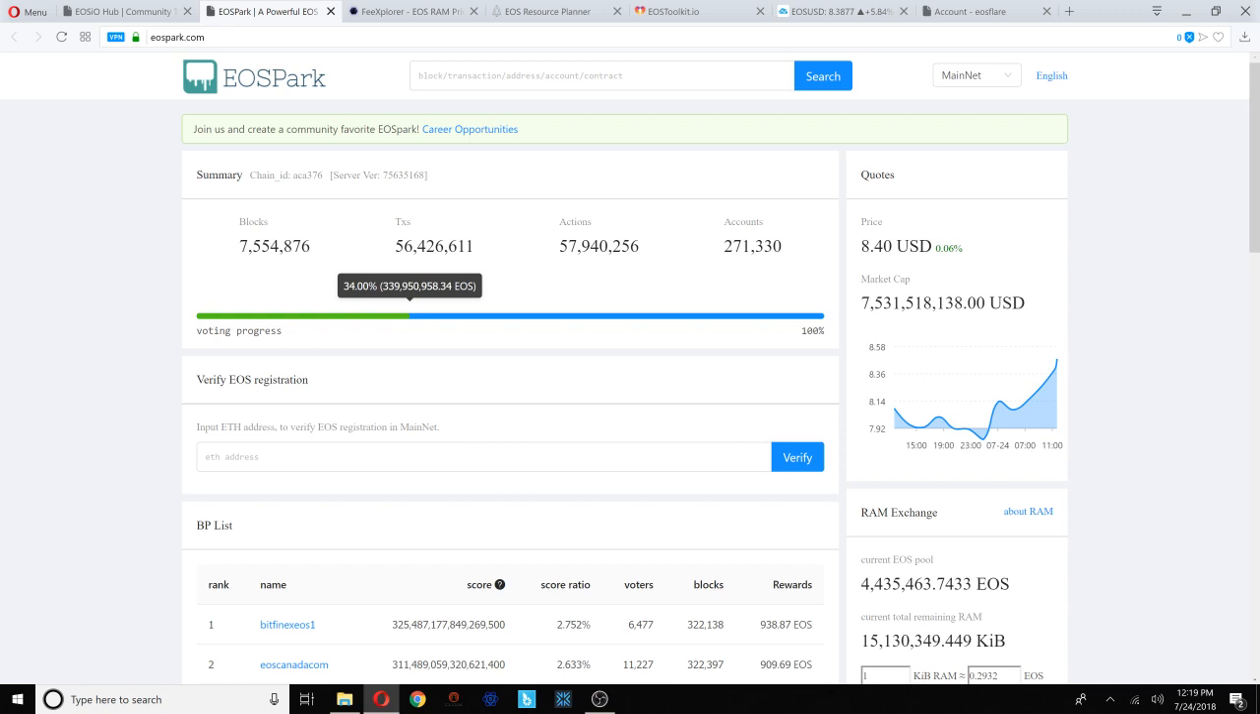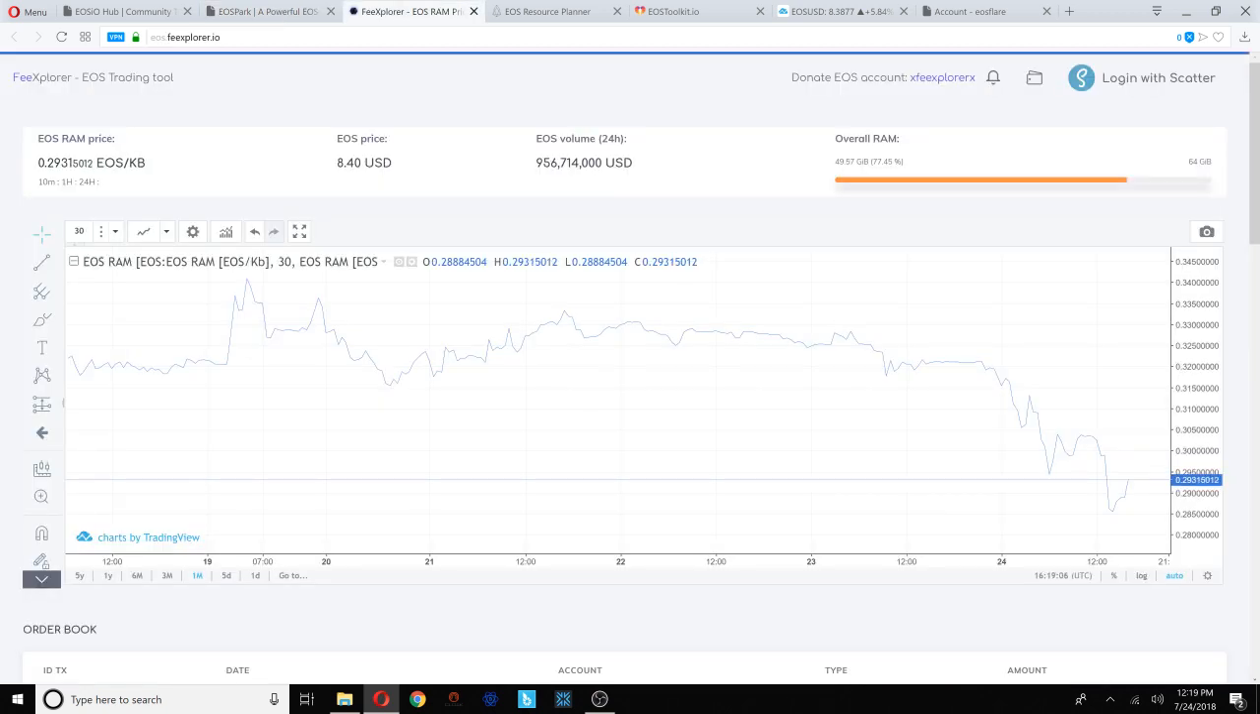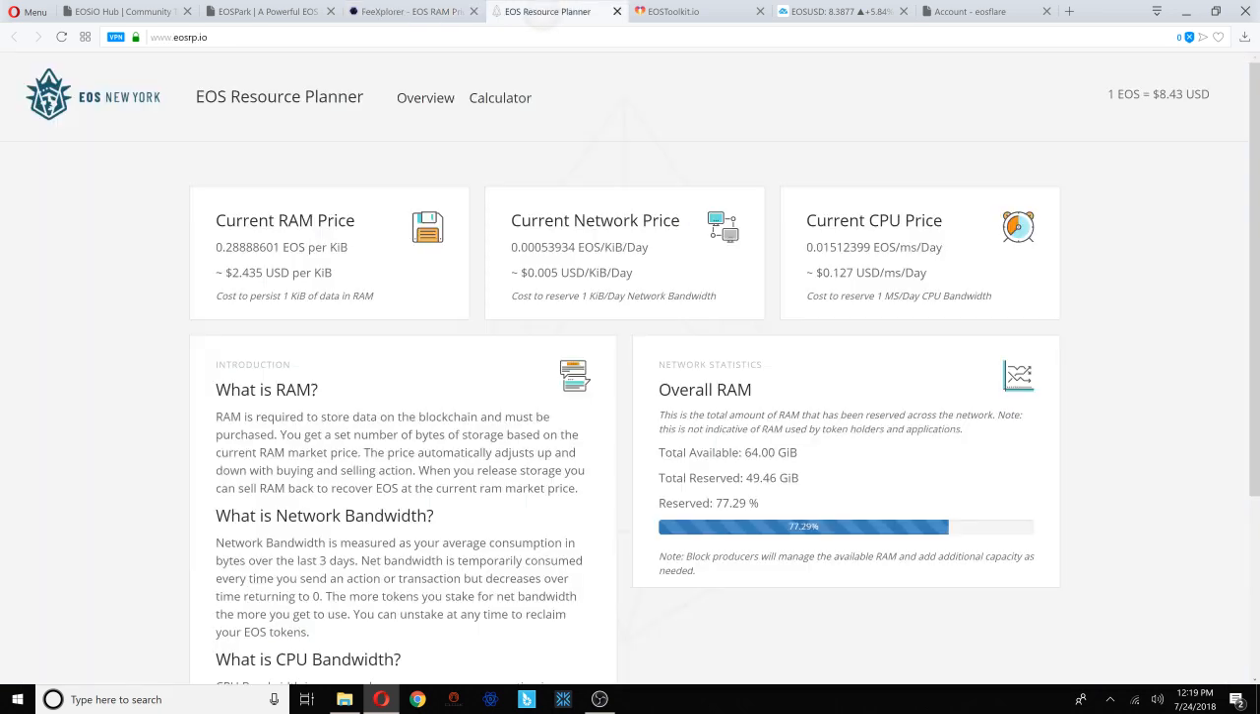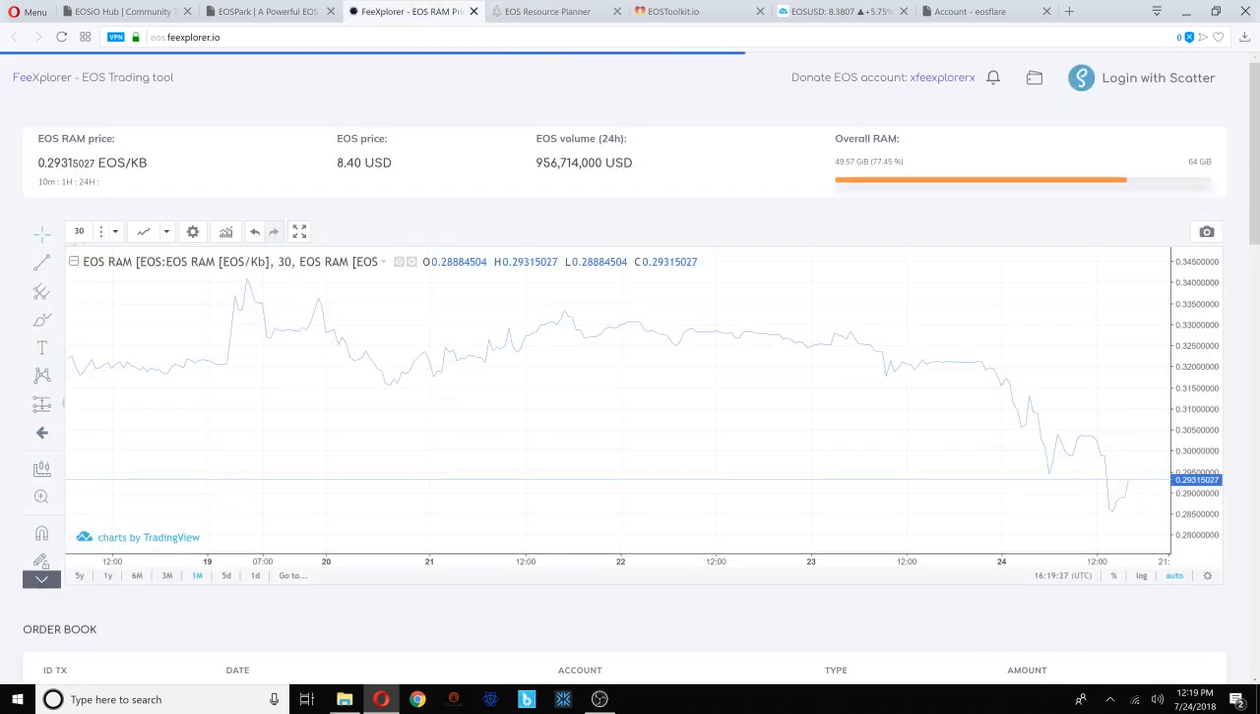So to recap, you can check the EOS price, the RAM price over here on EOS.feeexplorer.io and check out the charts. You can also check it out on EOS Resource Planner. This is a website built by EOS New York that shows also the current network price and current CPU price. What I don't like about this website is that it doesn't have a graph. It doesn't have a chart. So I'd rather check out the EOS RAM price over here, but I'll have it linked down below anyhow.